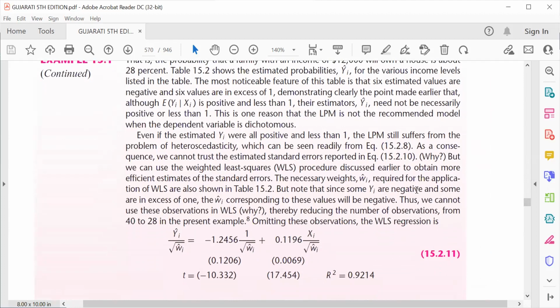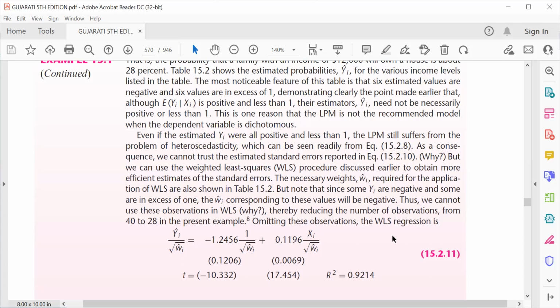But okay, we can use the weighted least square procedures discussed in the previous chapter to get more efficient parameters. We have to calculate the Wi as a weighted value. Because some Y values are negative and some positive, the Wi corresponding to the negative values will be negative. Thus, we cannot use these observations in WLS, because some of the values are negative.